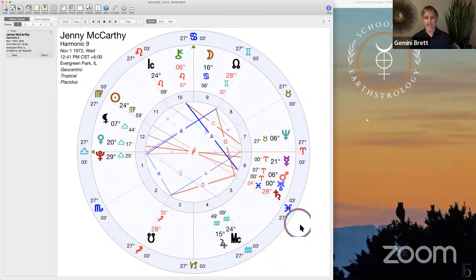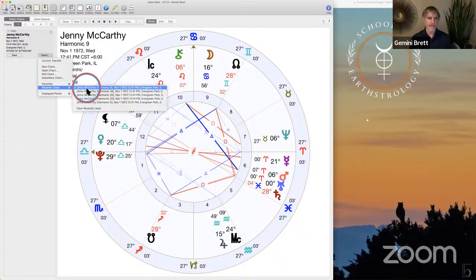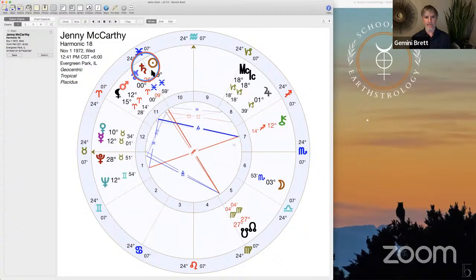So when I see an opposition in a ninth harmonic chart, that means a conjunction. Sun Saturn opposite in the ninth chart means a conjunction in the 18th harmonic chart, Sun Saturn.